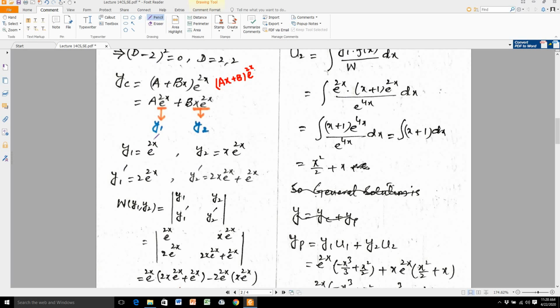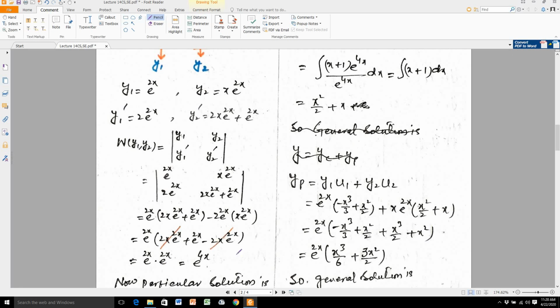Now I substitute their respective values. Here y1 is equal to e raised to the power 2x, then y2, I write here the value of y2, that is x e raised to the power 2x, y1 prime is 2 e raised to the power 2x, and then y2 prime is 2x e raised to the power 2x plus e raised to the power 2x. I am writing their respective values at their respective places. Now I open this determinant.